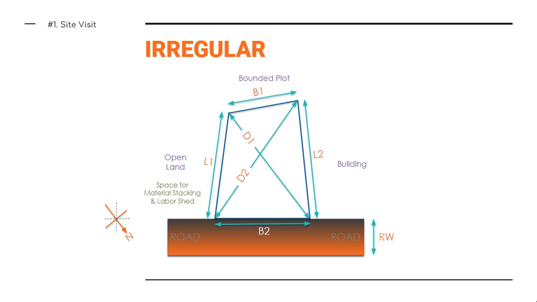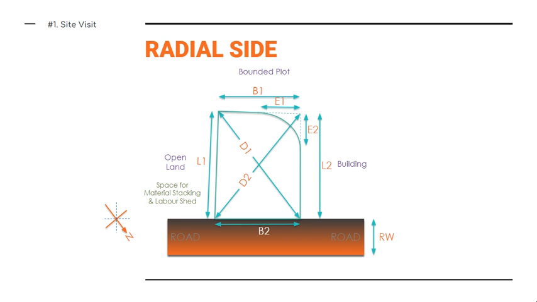Then next comes the irregular plot. Same thing, but here the diagonal is quite important to redraw in AutoCAD. So mention that as well. Then next comes the radial side. This is a bit easy, but I'll make it simpler for you. You can see this E1 and E2.